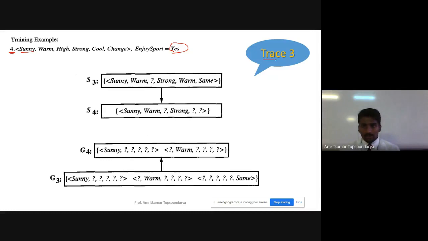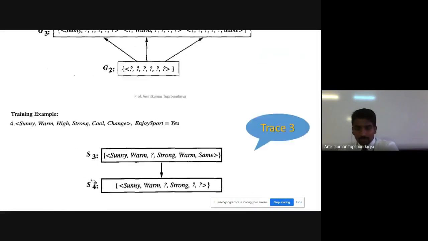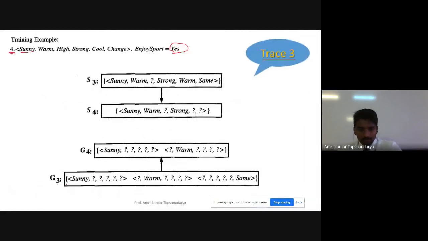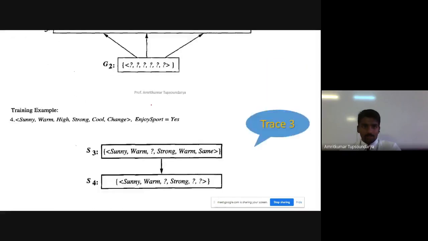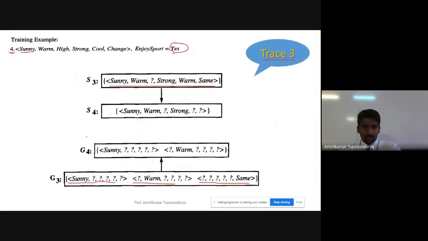So far, in the previous trace, what we have is sunny, warm, yeah. So we have S3 in our previous grid, right? S2, S3, and G3. So G3 is sunny, warm, and same, what we got as a new set of hypotheses, and S3 is as it is. But when we see a positive training example, we have to again move towards more generality.